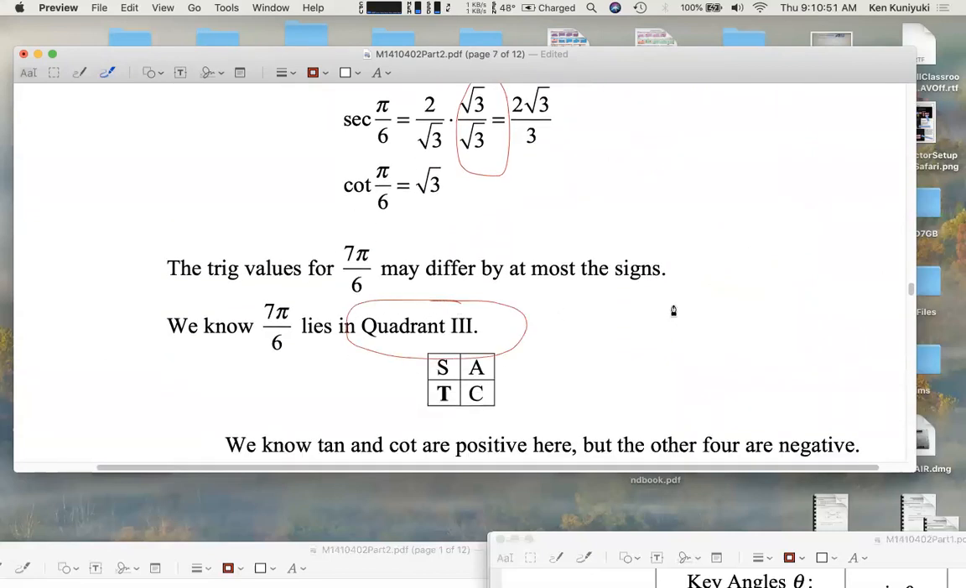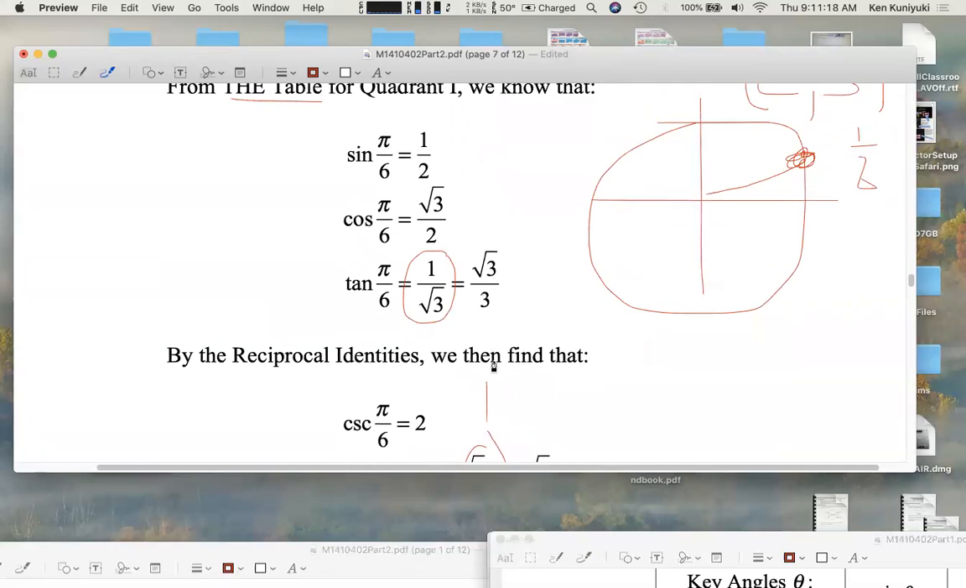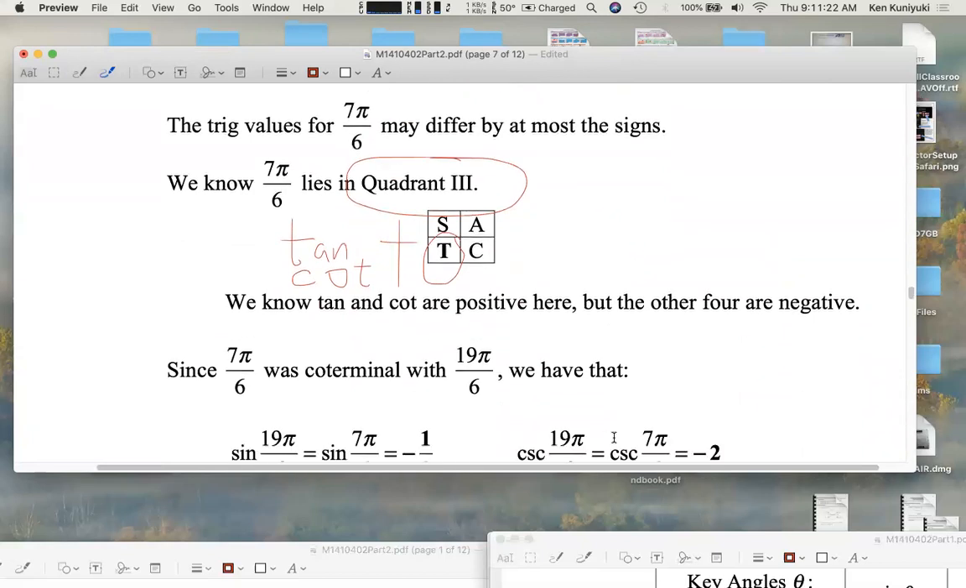So which trig values are positive and which are negative in quadrant 3? Look over here, the t. That tells us that tangent of a quadrant 3 angle is positive, and also the cotangent, the reciprocal for that angle, will also be positive. These will both be positive, and the other 4 will be negative. So we take the trig values for pi over 6, and we just have to attach the appropriate signs, positive or negative.